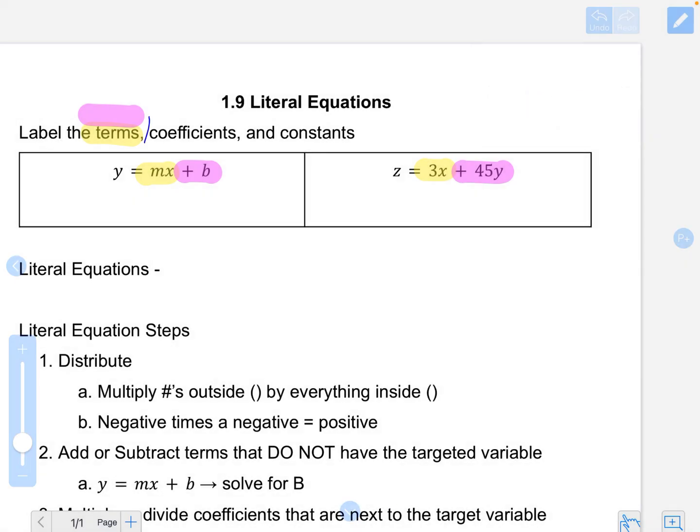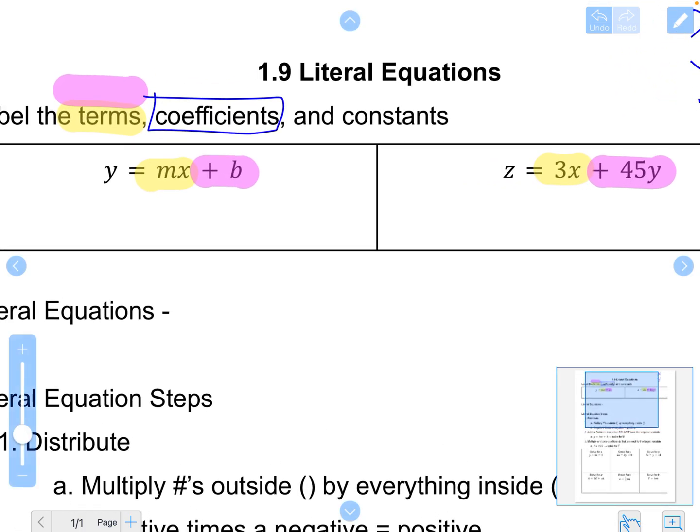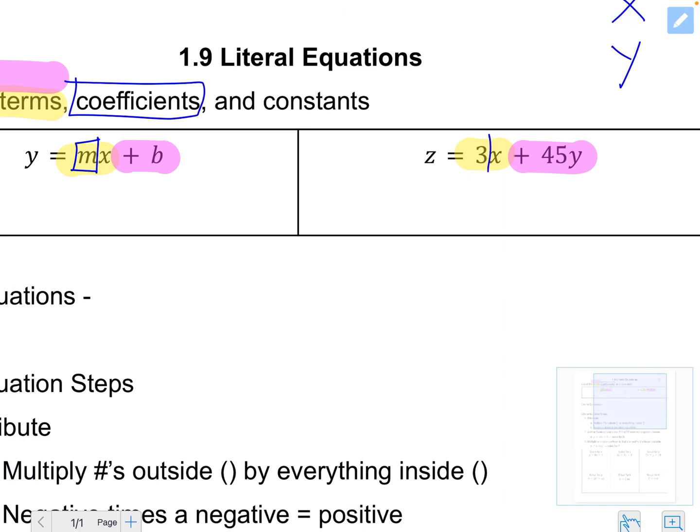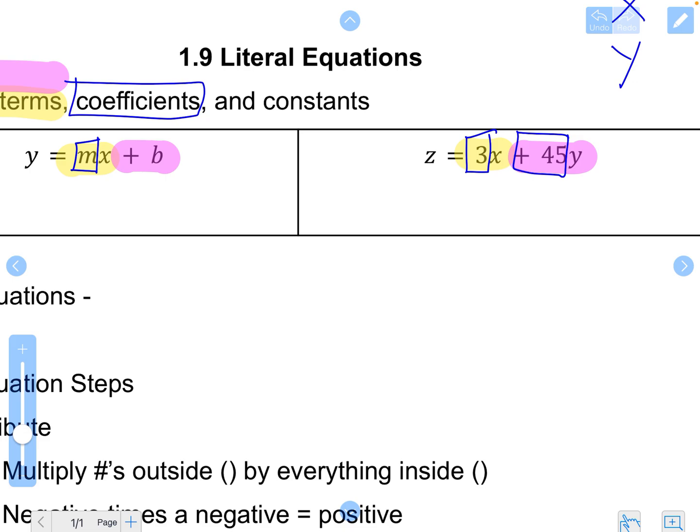Now we're going to put our coefficients in a blue box. A coefficient is any number or letter in front of a variable. Remember, our variables in algebra are usually x and y. Sometimes we have other letters, but for the most part, those are our variables. If we're looking at this first equation, because I have x, my coefficient is going to be the letter in front of x. And in this next problem, they actually have numbers in front of my letters, so those are my coefficients.